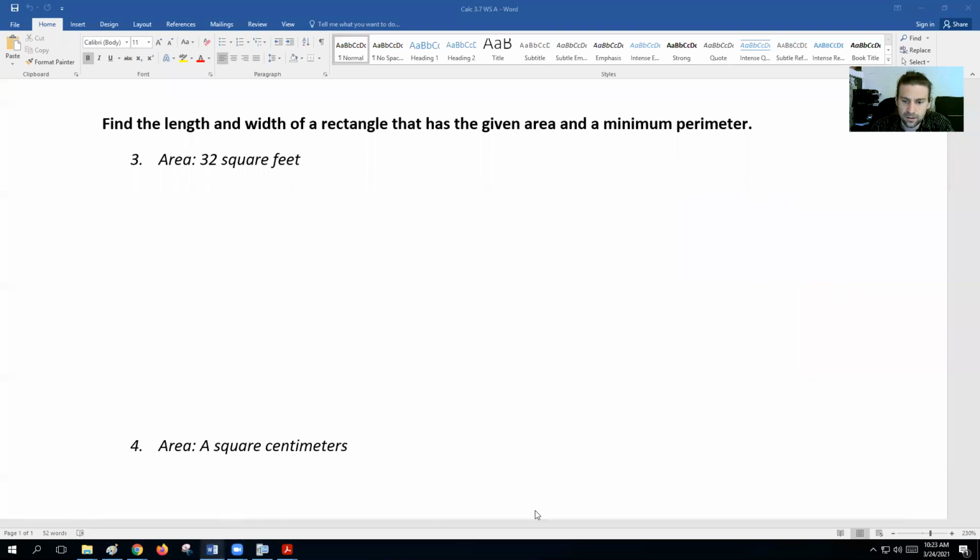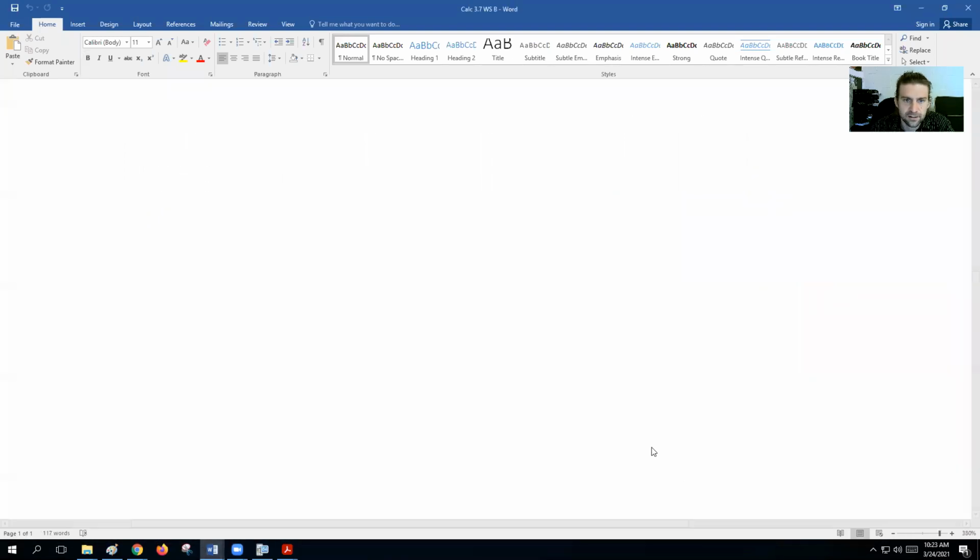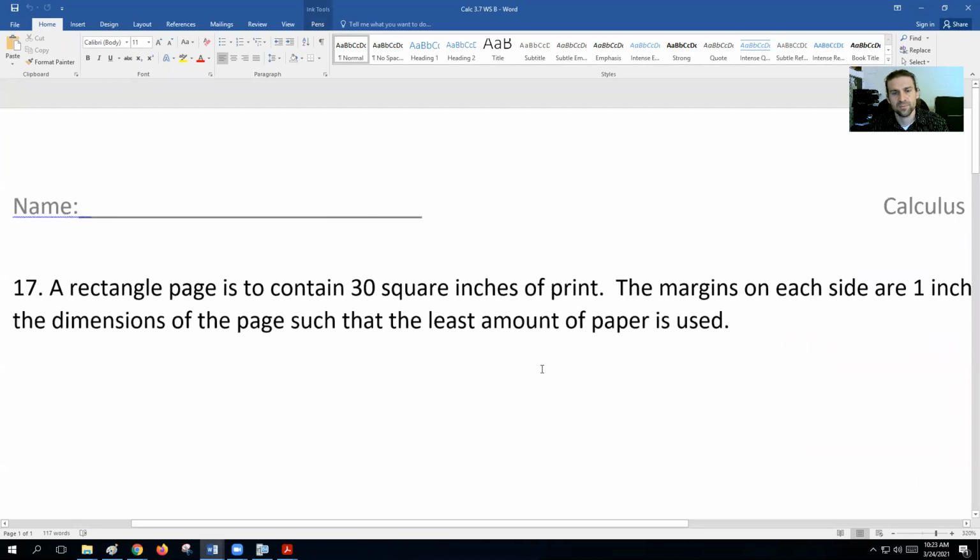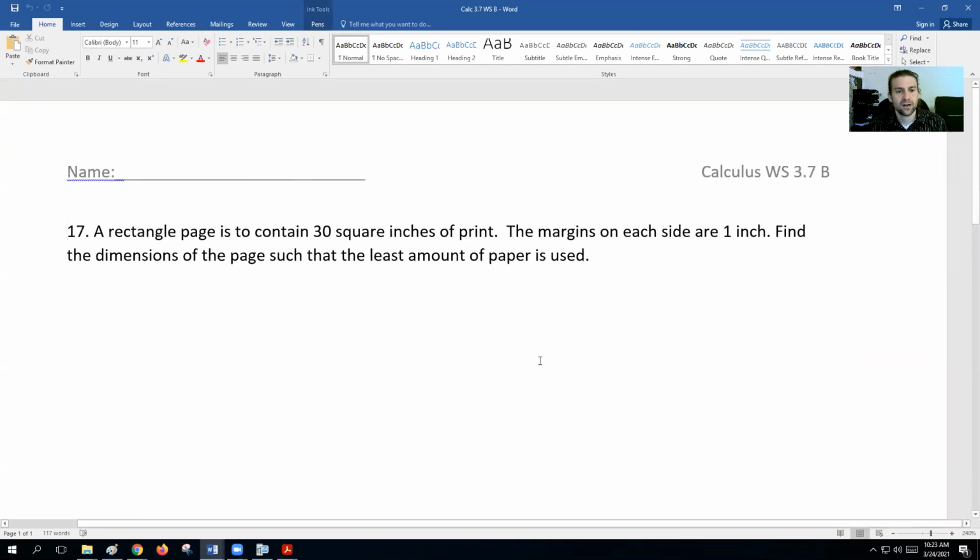All right, worksheet B. Oh, come on, pop, please. There we go. All right, so I'll go through each one of these problems to help you guys set these up. We've got a rectangular page that contains 30 square inches of print. The margins on each side are 1 inch, and we need to find the dimensions that use the least amount of paper.